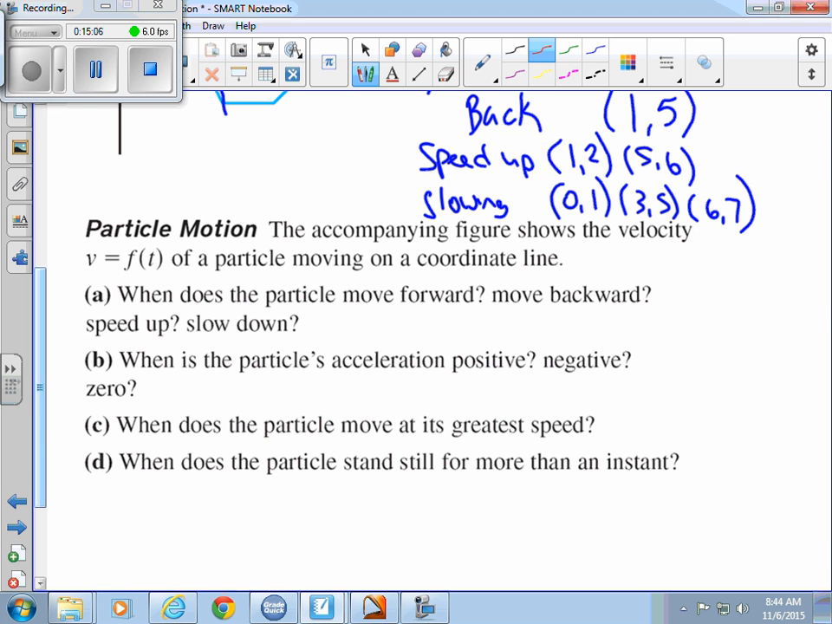Part B. When is the particle's acceleration positive, negative, or 0? I think I just answered that. Would you agree? I just drew an acceleration sign chart. It is the slope of velocity.